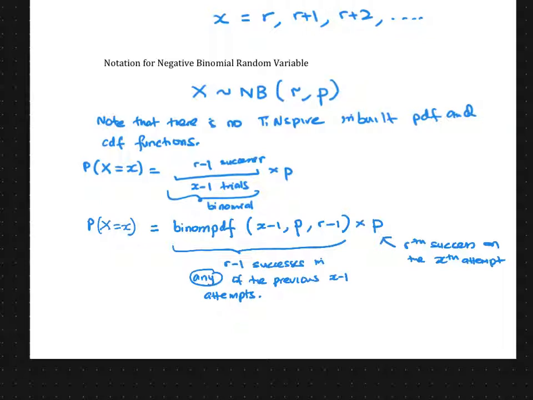For a CDF function, for example, we want P(X less than or equal to x), we can use this particular function. We have x starting from r to the value of x, and we have the same binomPDF.